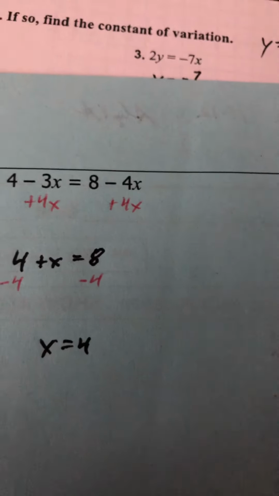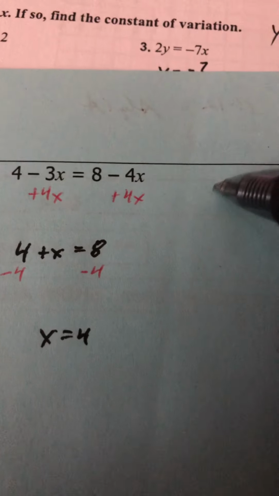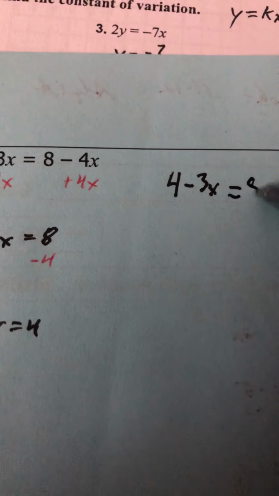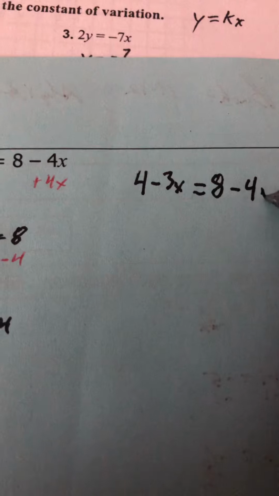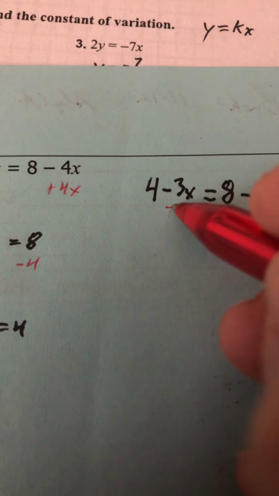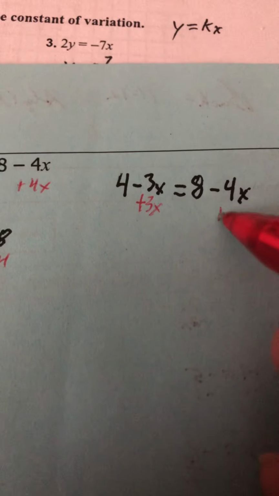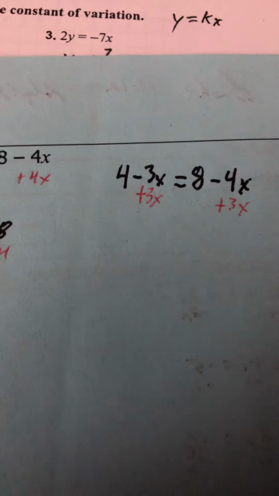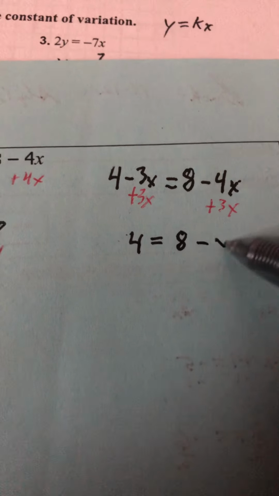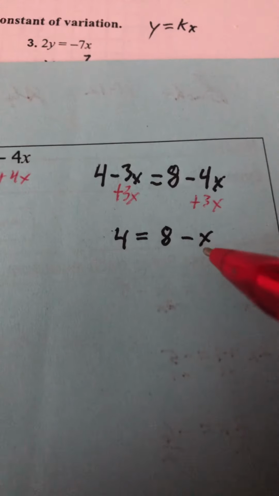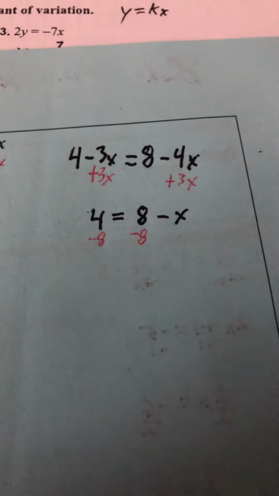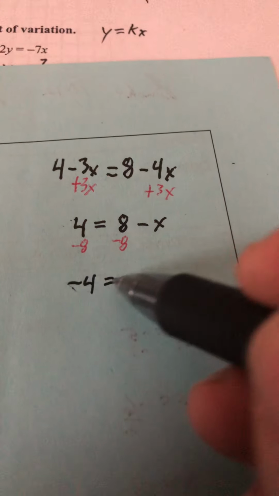This would be a good one to show you what I'm talking about. If I were to do it the other way, because I'm seeing that this is going to be a short video, I might as well show you. Say I wanted to get rid of the negative 3, so I add 3 to both sides. I end up with 4 equals 8 minus x over here. Now that my x is over here, I've got to get rid of this 8, so I subtract 8 from both sides, and I get negative 4 equals negative x.